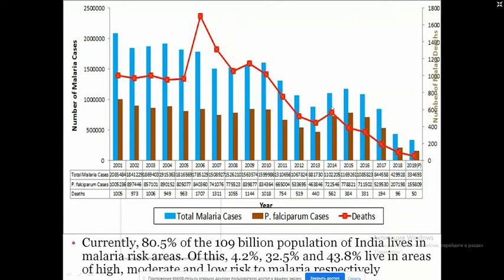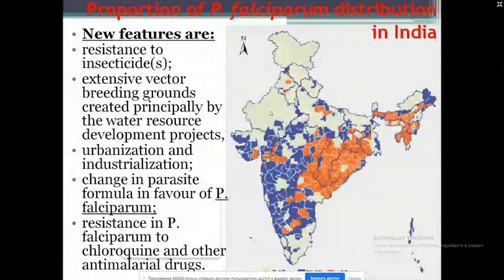Currently, 50% of the 109 billion population of India lives in malaria risk areas. Of this, 4.2, 32.5, and 33.8% live in areas of high, moderate, and low risk to malaria, respectively. Proportion of Plasmodium falciparum distribution.